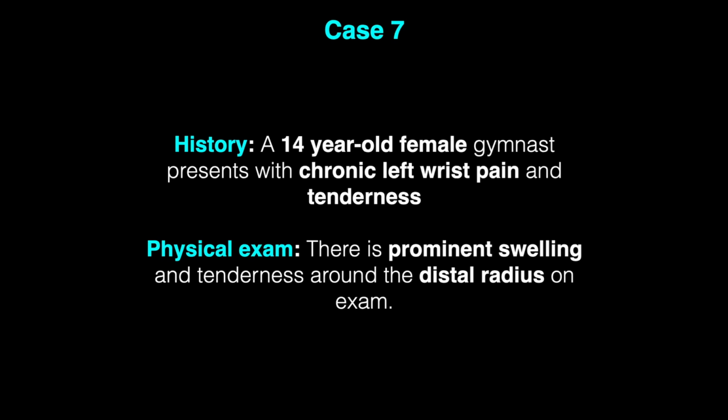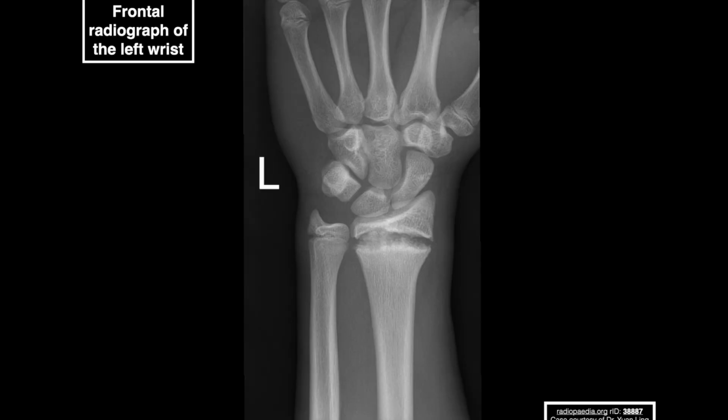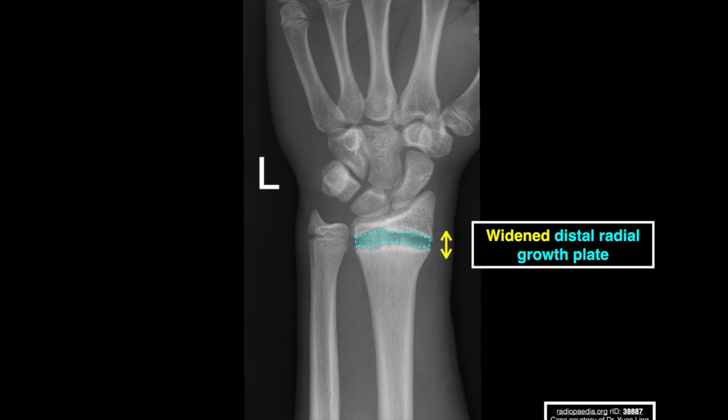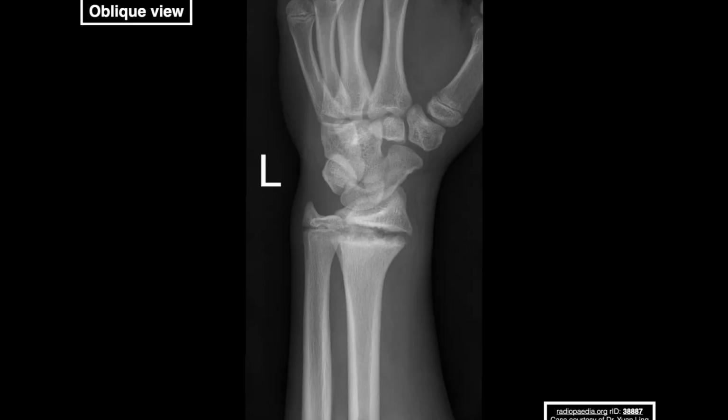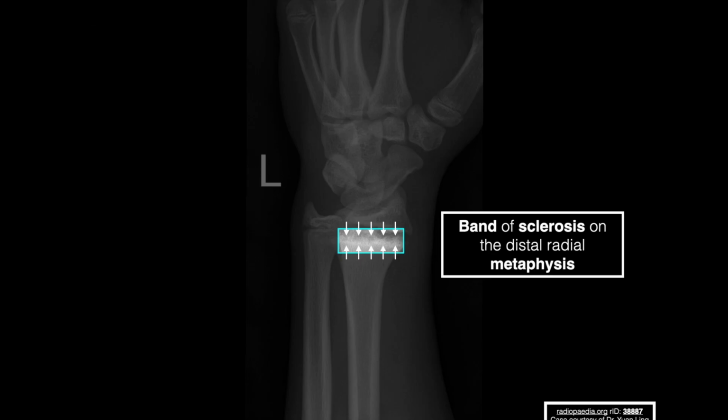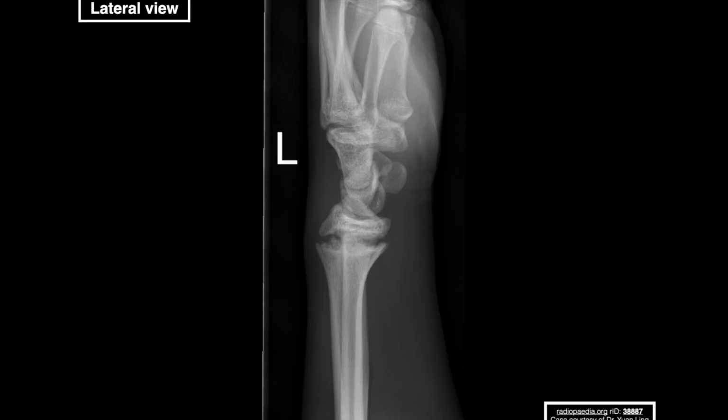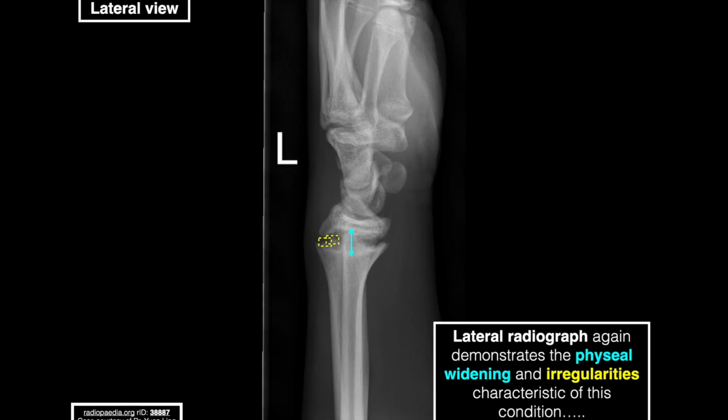A 14-year-old female gymnast presents with chronic left wrist pain and tenderness. On exam, there's prominent swelling and tenderness around the distal radius. Here, we have a frontal radiograph of the left wrist. You'll notice a widened distal radial growth plate. Zooming in on that, notice the heterogeneous appearance of the bone that's enclosed in these boxes. Alongside widening, there's irregularity of the physis. On the oblique view, you'll notice a band of sclerosis on the distal radial metaphysis. The lateral radiograph again demonstrates the widening of the physis and irregularities characteristic of this condition.